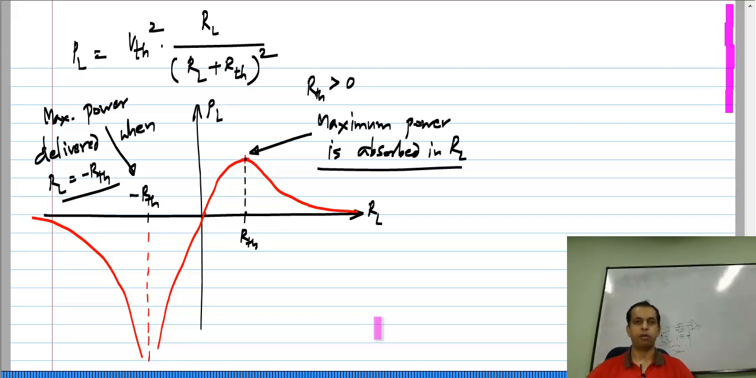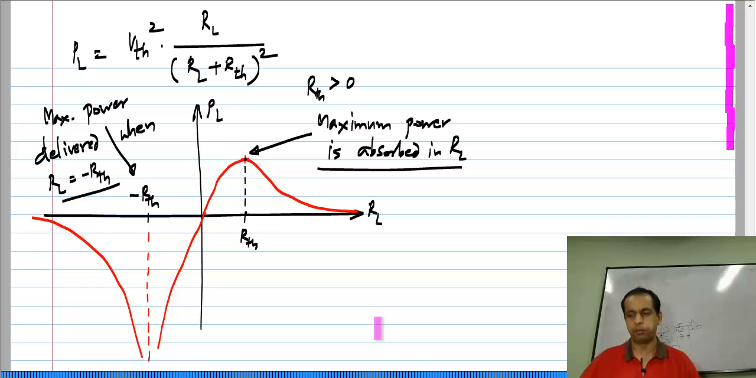delivering power, and to arrange for that, RL cannot be a physical resistor but equivalent of some complicated circuit with sources inside and so on. Okay, so this is not a very useful result, but I just wanted to highlight that it is possible to have infinite power also, but then it will be infinite power being delivered by RL. Okay, when RL exactly equals minus RTH, the current in the loop goes to infinity and you have infinite power as well.